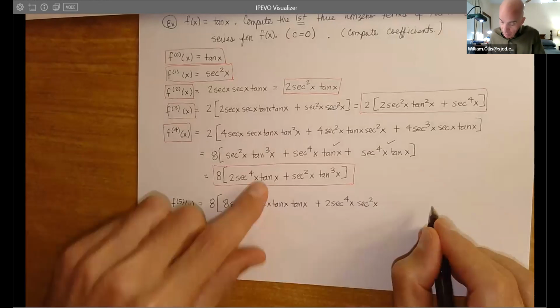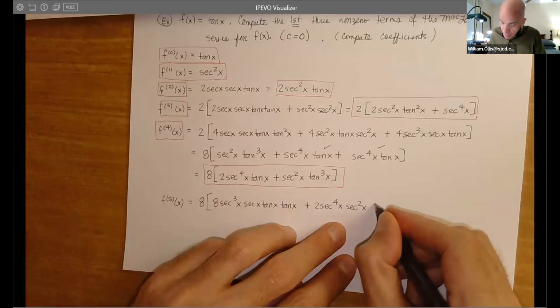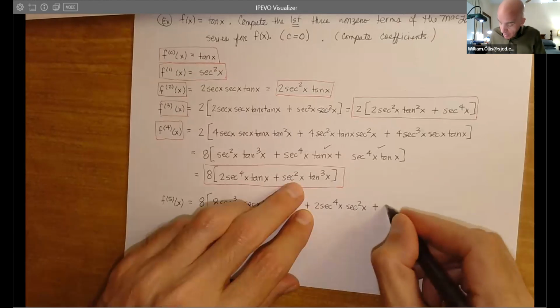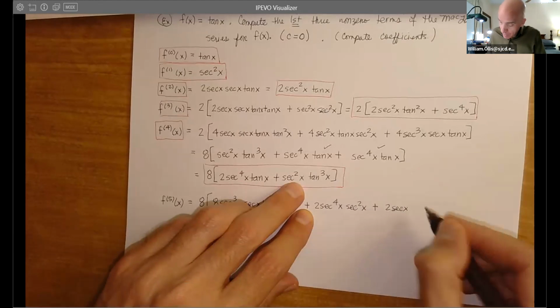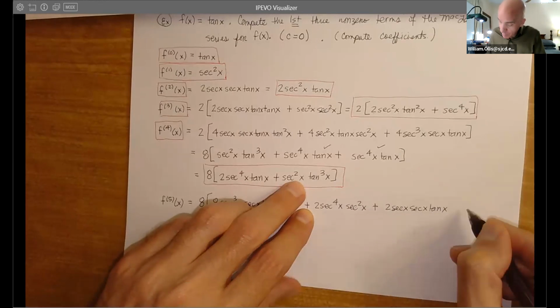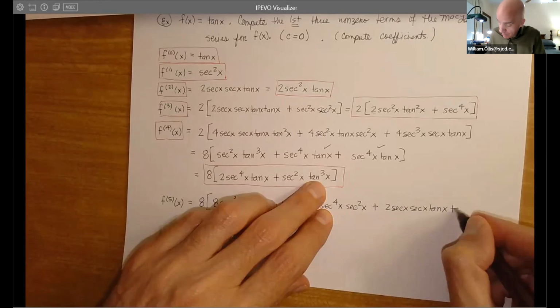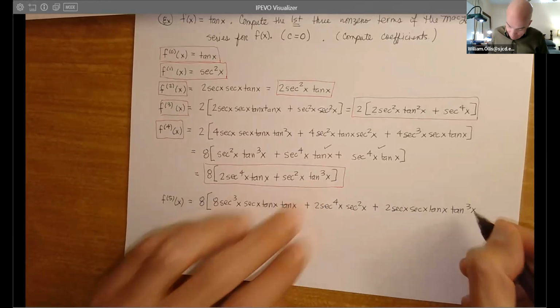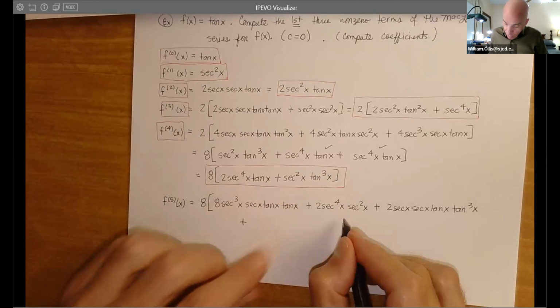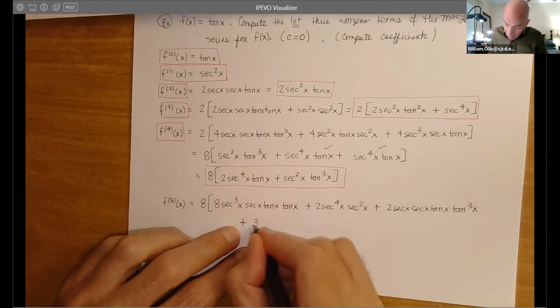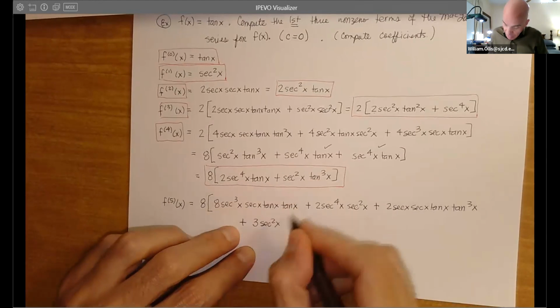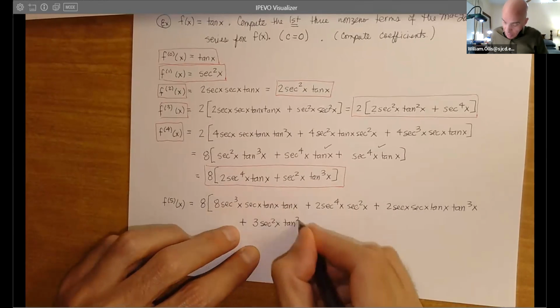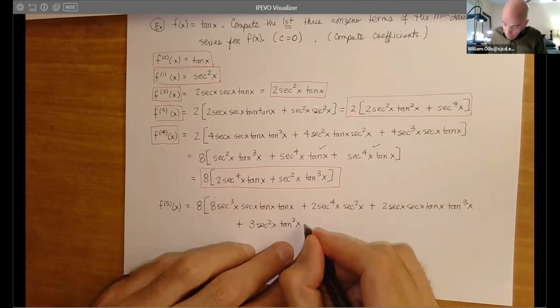Okay, that one's done. Now look at this one. Plus, so now we've got 2 secant x to the first power, secant tangent, derivative of the inside, times the tangent cubed that's already there. And now leave the secant squared alone. So bring the 3 down, secant squared x. And so that leaves a tangent squared. Derivative of tangent is secant squared.